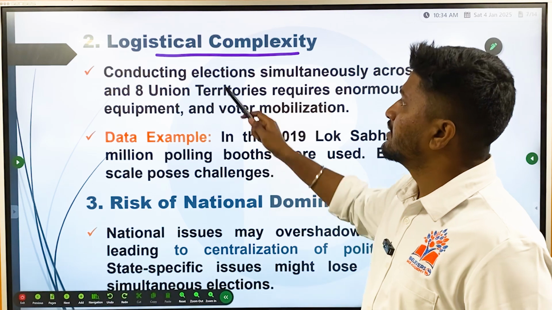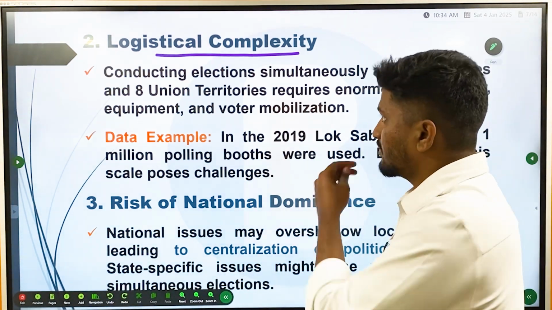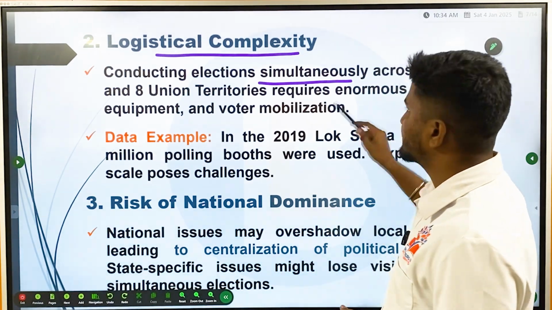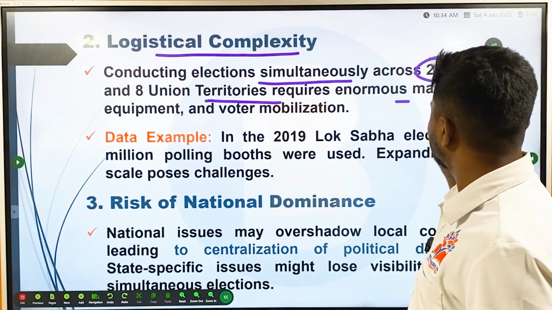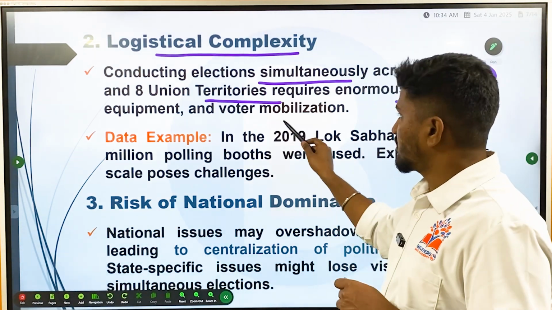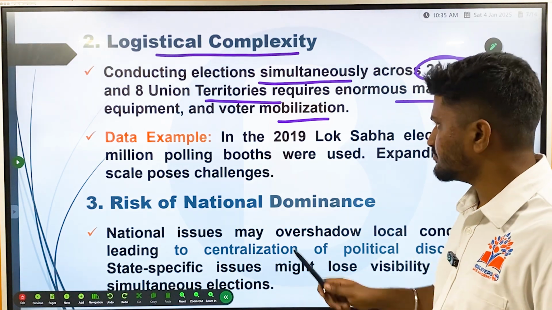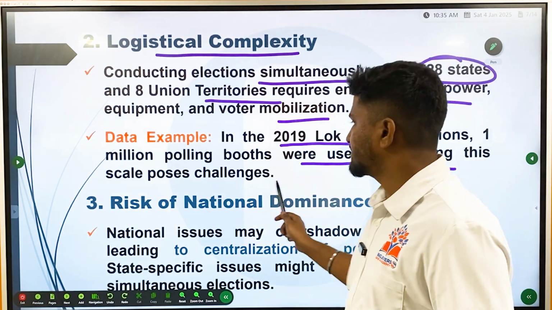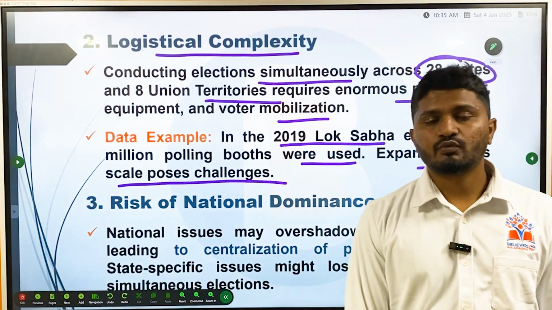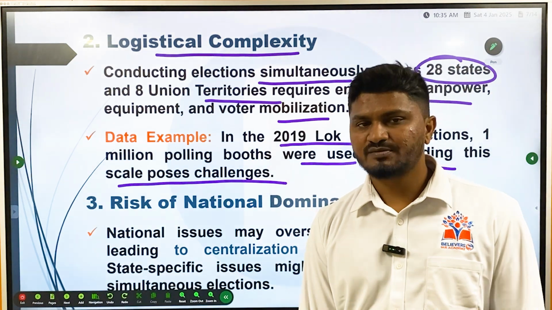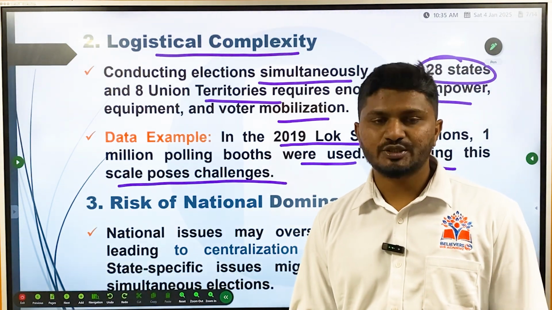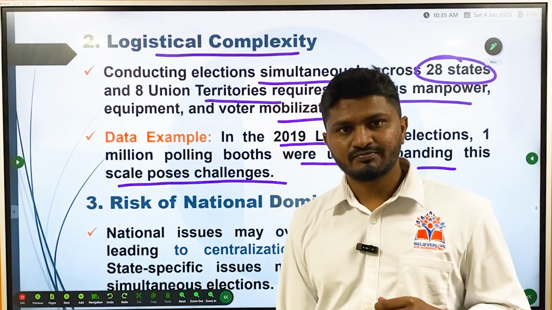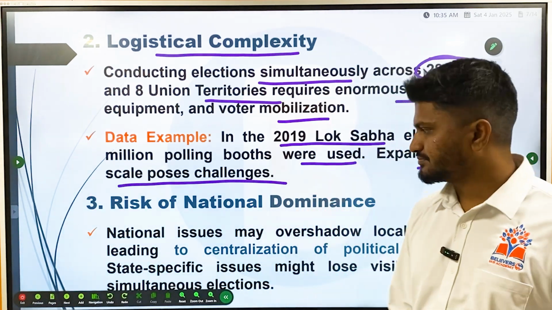If it is passed, then simultaneous elections will lead to logistical complexity. That is, conducting elections simultaneously across 28 states and 8 union territories requires enormous manpower, equipment, and voter mobilization. Okay, in the 2019 Lok Sabha, 1 million polling booths were used. Expanding this scale poses challenges. If we require 1 million polling booths for conducting just Lok Sabha elections, imagine the number of booths and security personnel required to conduct simultaneous elections for 28 states and 8 union territories for both Lok Sabha and state assemblies.